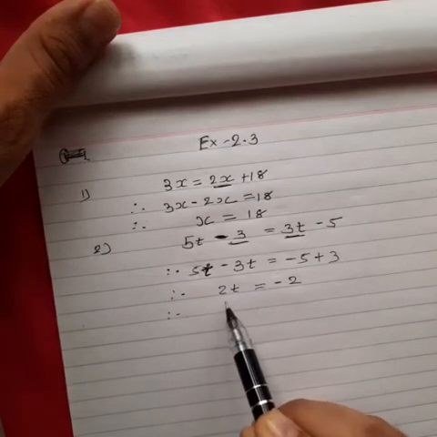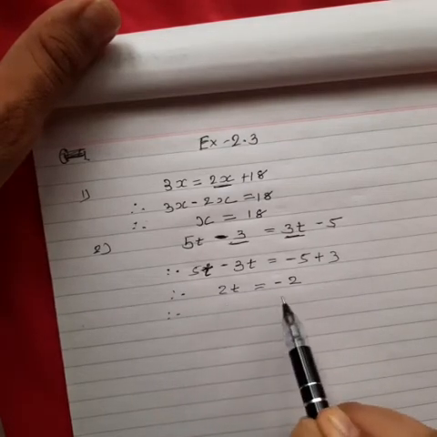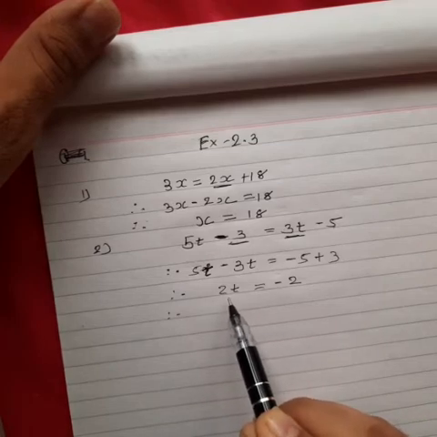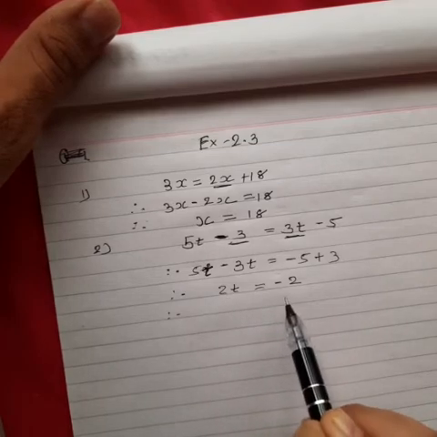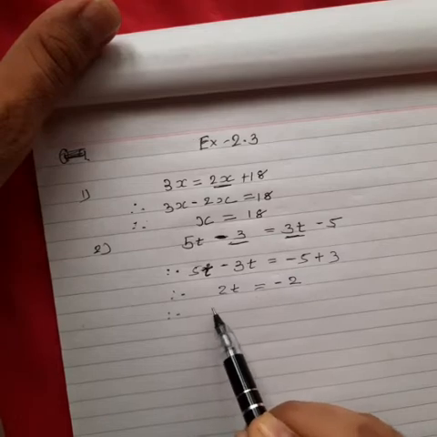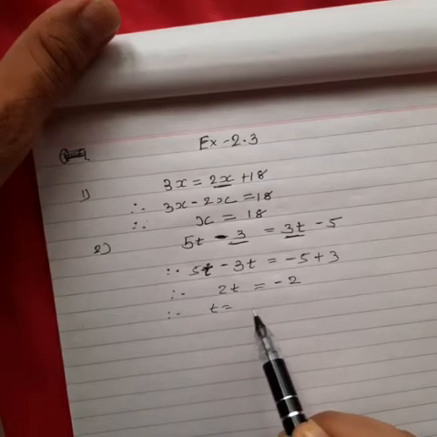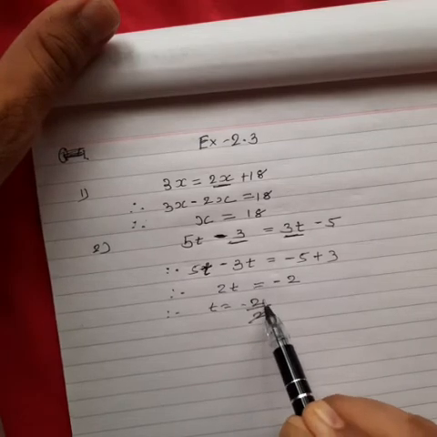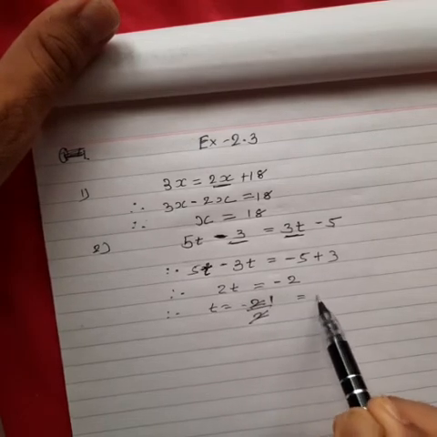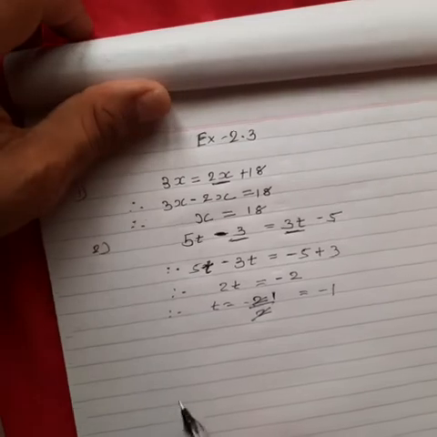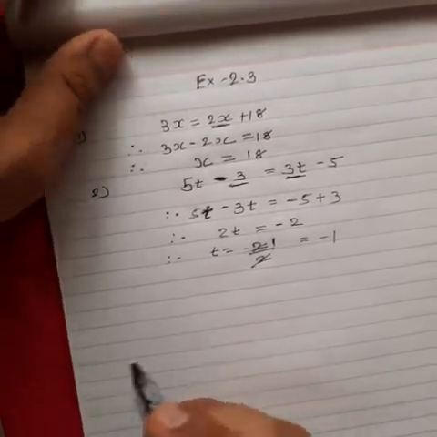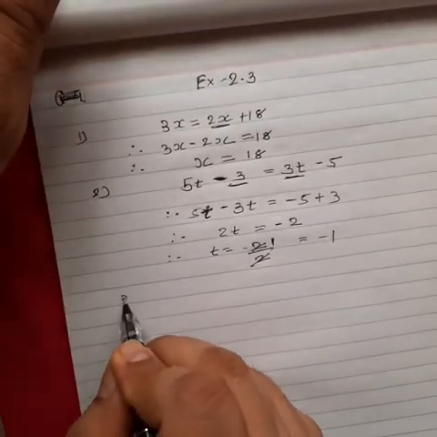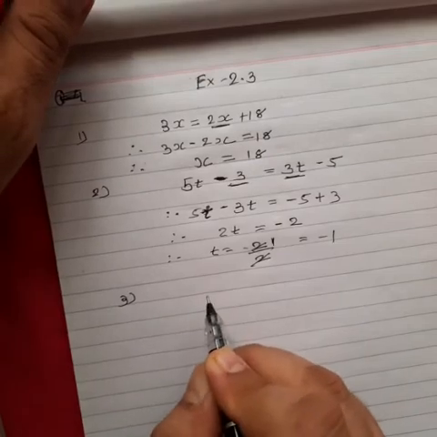Still you have to find the value of t. You shift 2 to the other side. 2 is multiplied with t, so when it's shifted to the other side, it will be divided. So what do you write? t is equal to minus 2 by 2. 2 ones are 2. So the answer is minus 1. Understood? See question number 3.